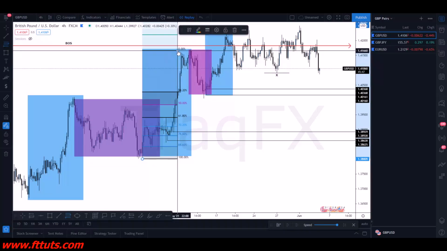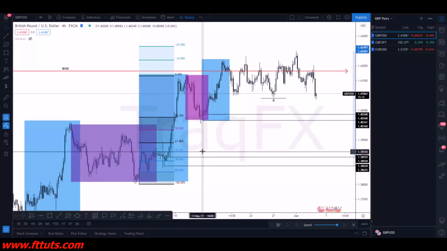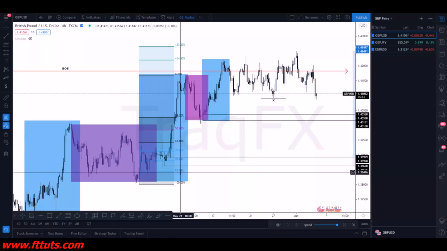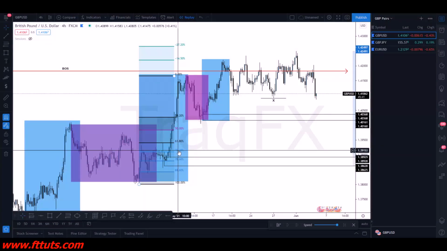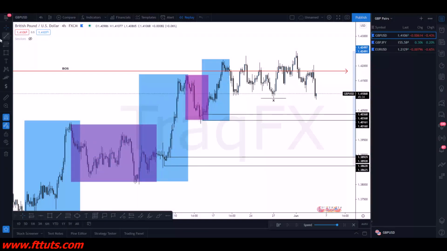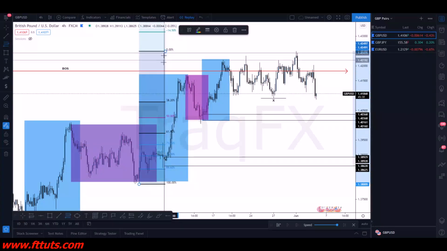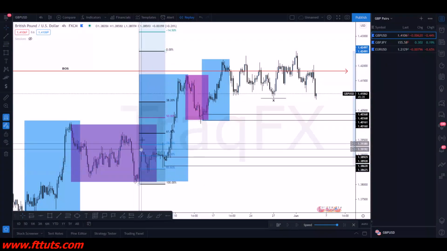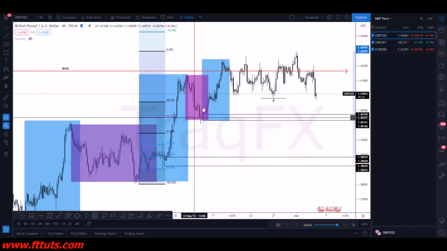So what I would want to be doing is seeing price come back to the 70, 78, or the 88. These are my blue golden levels, not the 60 or 50, but 70, 78, and 88. But because price didn't end up stopping there, what I would have to do is move my fib from the low up to the high right here. So from this low up to this high, because this is where price stopped and now it's retracing.